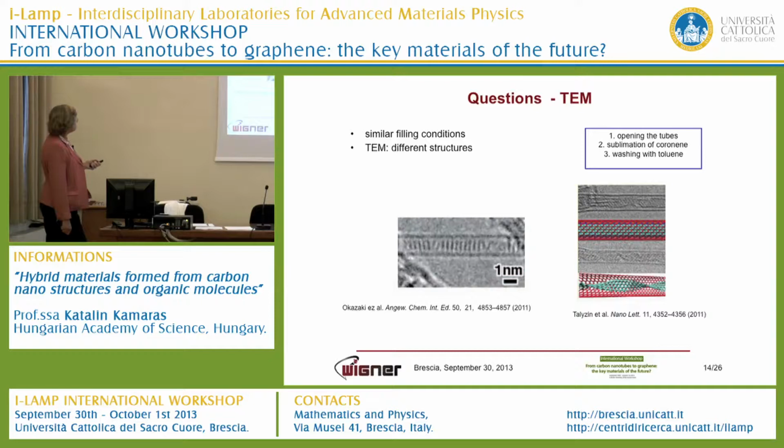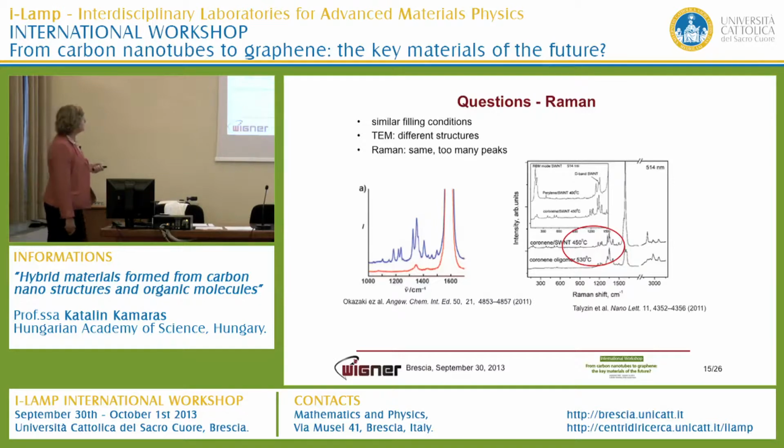What was the problem? First of all, what they do is they open the ends of the tubes by just oxidation, then they sublime coronene, and then do a washing with toluene to get rid of the surface adsorbed molecules. And what you see in one TEM is very different from the other one. So this is not a very difficult procedure. We could do that, so we decided to undertake a study to see which parameters influence the process to arrive at such different results.